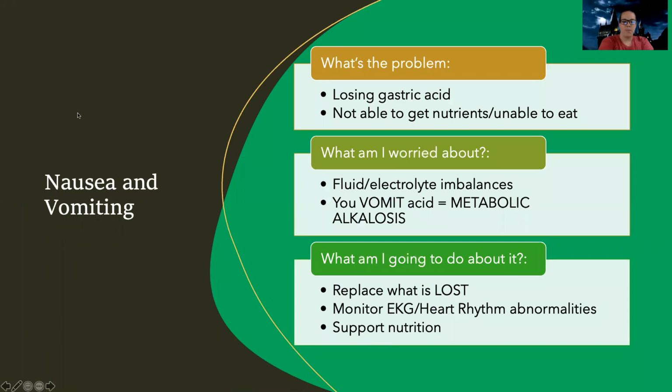So what's really the problem with nausea, vomiting? With nausea, even though there's nothing coming up, a lot of times comes vomiting. So the concern is going to be losing gastric acid, which can lead to acid-base imbalances. We're also worried about the patient not getting the nutrients that they need or being unable to eat. So our big concerns are going to be fluid and electrolyte imbalances, and then also, like we talked about, those acid-base imbalances. Since you vomit acid, we're going to be worried about metabolic alkalosis, because you're getting rid of all the acid. So all you're left with is your base.